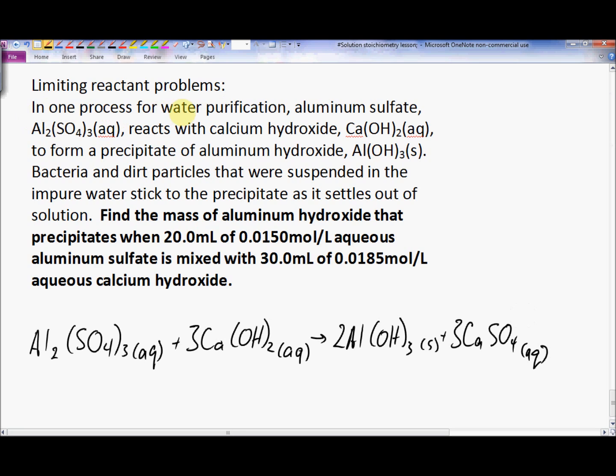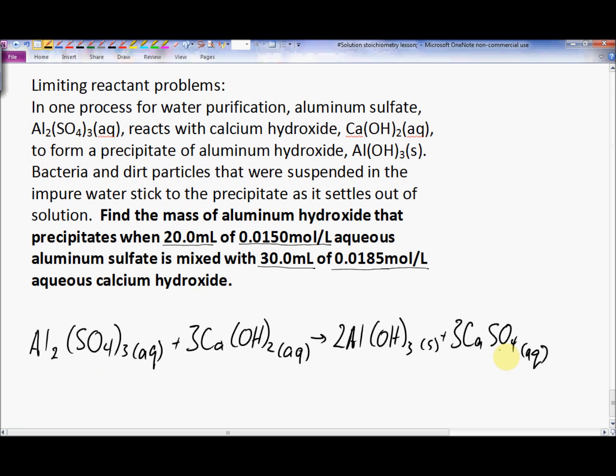Okay, in one process for water purification, aluminum sulfate reacts with calcium hydroxide to form a precipitate of aluminum hydroxide. When that solid is suspended in the impure water, the bacteria and dirt particles stick to the precipitate as it's settling out of the solution. So the question here is to find the mass of aluminum hydroxide that precipitates when 20 milliliters of 0.015 moles per liter aqueous aluminum sulfate is mixed with 30 milliliters of 0.0185 moles per liter aqueous calcium hydroxide.